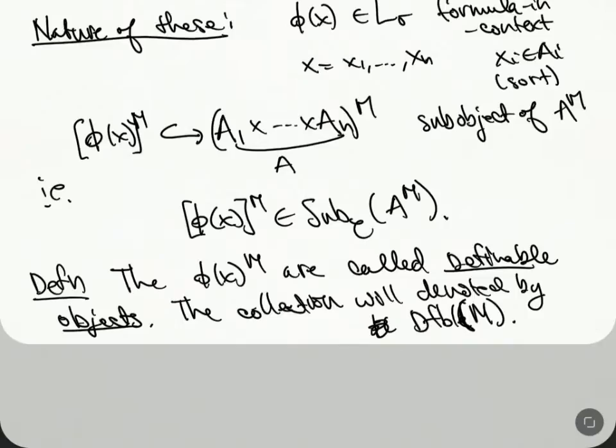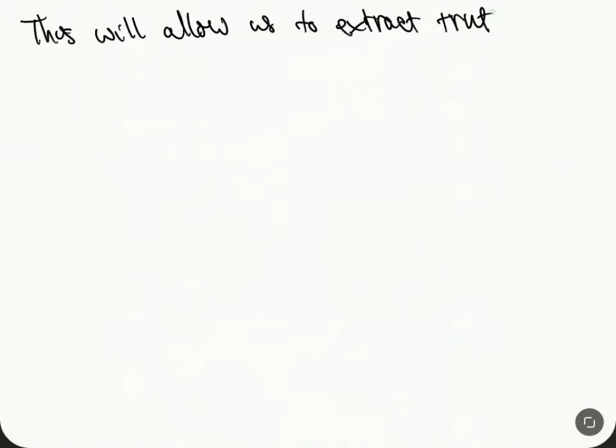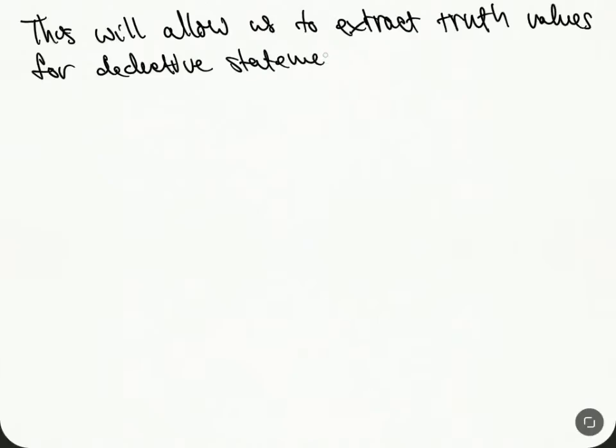Okay, so before going about talking about what these things are, so what does this do for us? So again, this will allow us to extract truth values for deductive statements. Okay, so let's remember that, let's do this. Okay, so then let's give a definition.